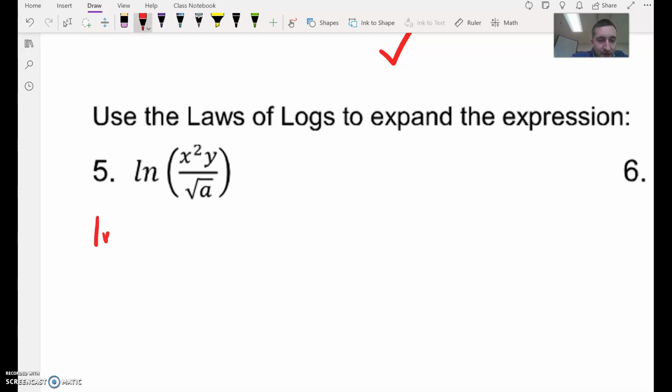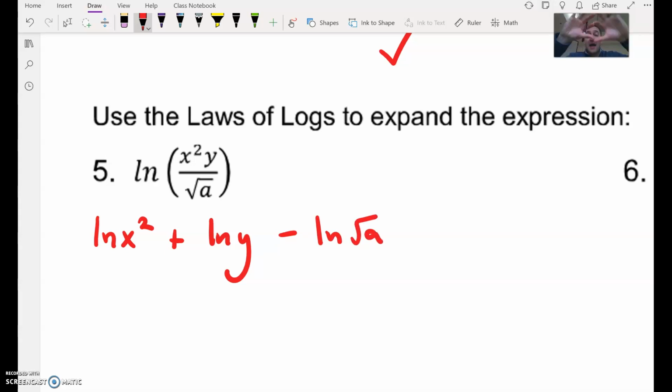I'm going to have 2 steps. Natural log of x squared plus the natural log of y. Why did I choose plus? Because that is a product. But then I need to do a minus natural log of the square root of a. So first step, I now have it expanded almost all the way. I've done both the product rule and the quotient rule. The only thing I have left to do is the power rule.